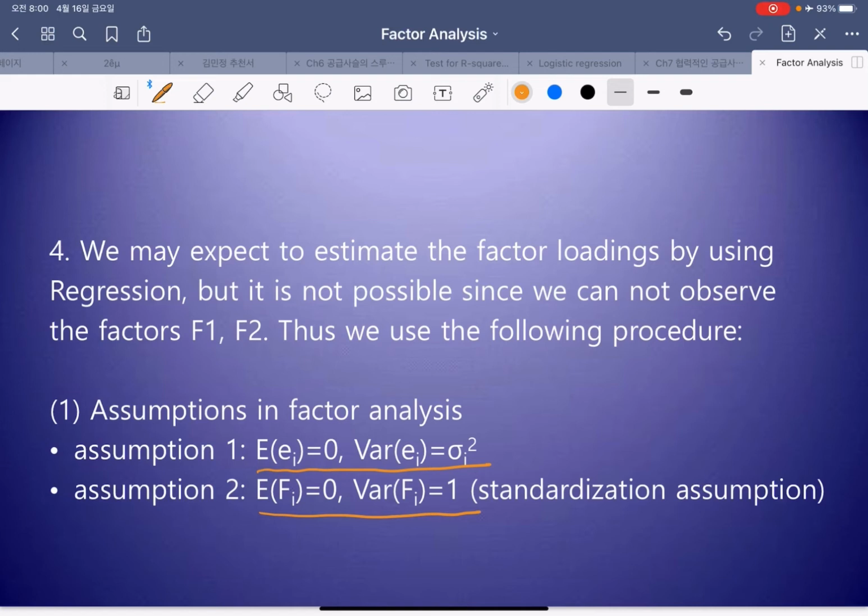So in this case, the expected value of error is equal to 0, and the variance of error is sigma square, right? And the expected value of a factor is equal to 0, and variance of a factor is equal to 1. This is because in this case, we are assuming that factors are standardized, right? If you standardize, the mean is equal to 0 and the variance is equal to 1, right?